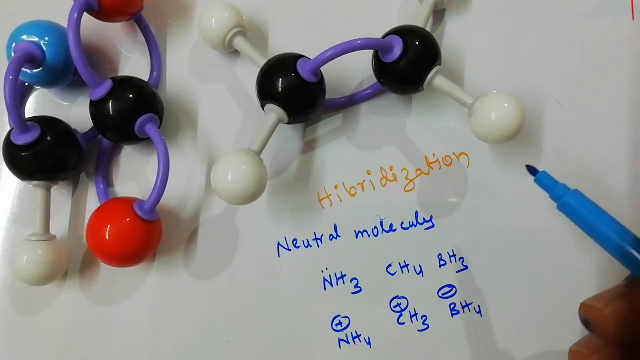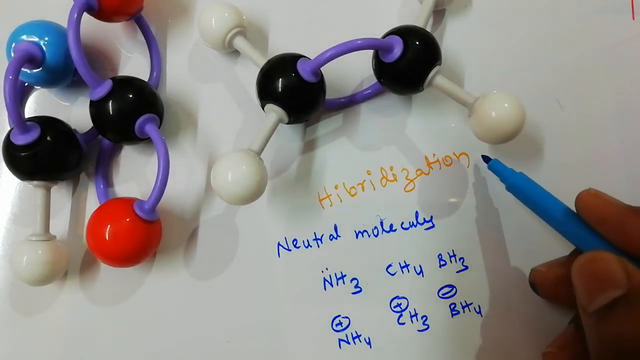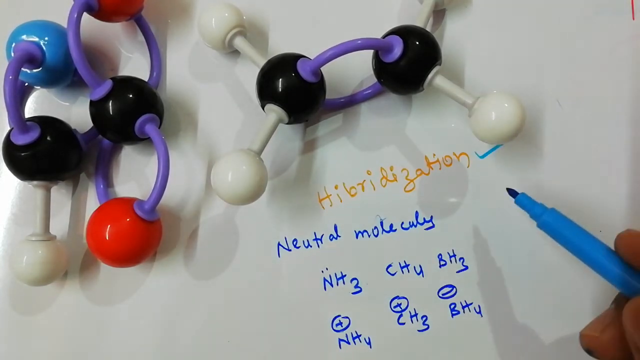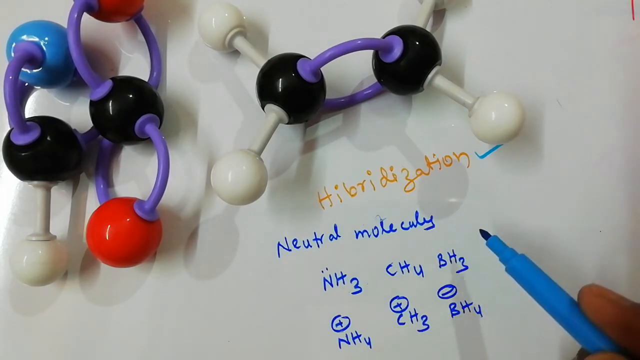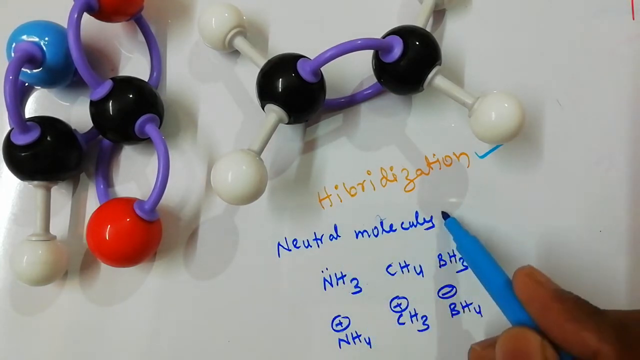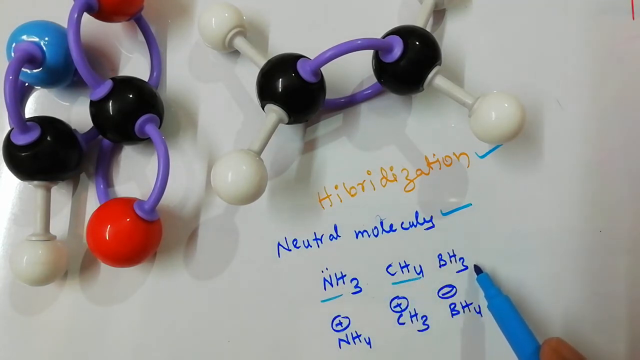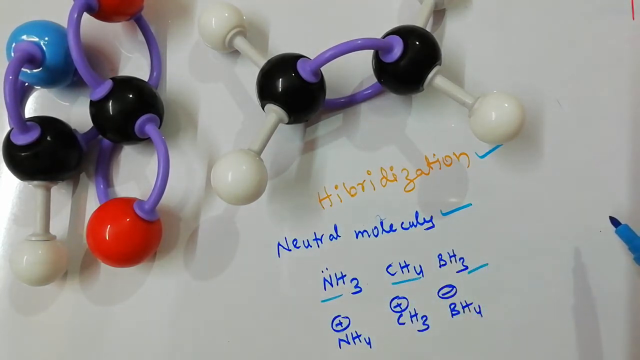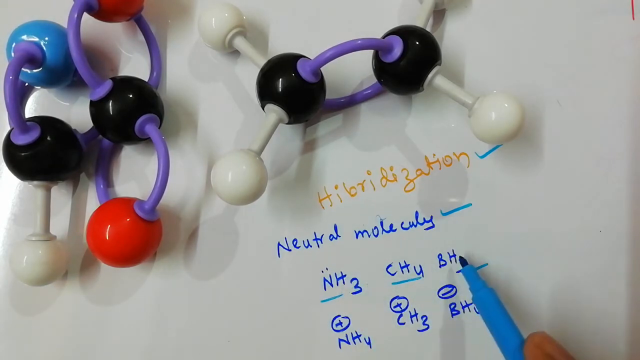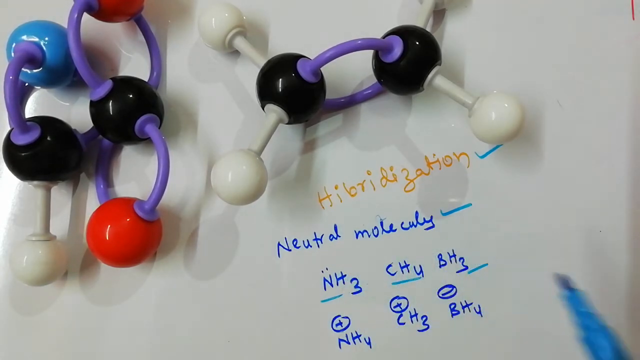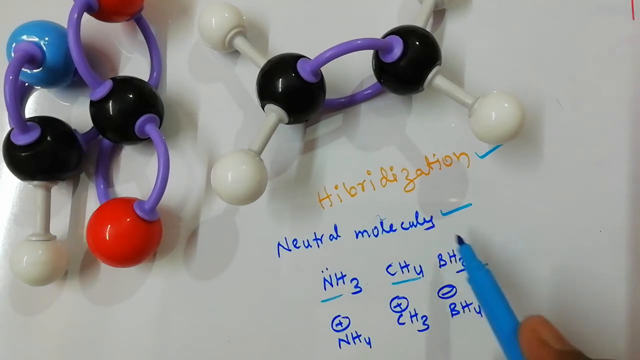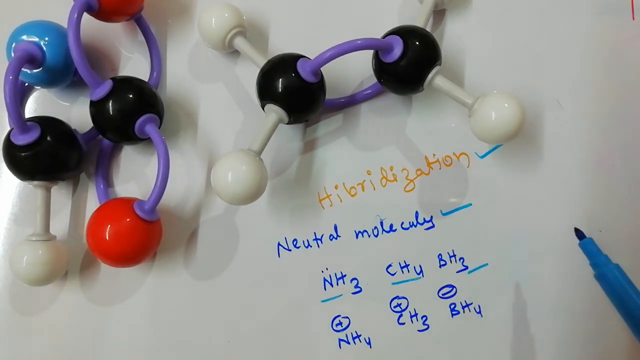In the previous class we discussed the hybridization trick, right? In that previous video we covered the hybridization trick for neutral molecules like ammonia, CH4 methane, and BH3 boron. If you look at these three molecules, there is no charge over the molecule, right? For these molecules we have studied the hybridization trick. It is very easy. You can check my previous videos.